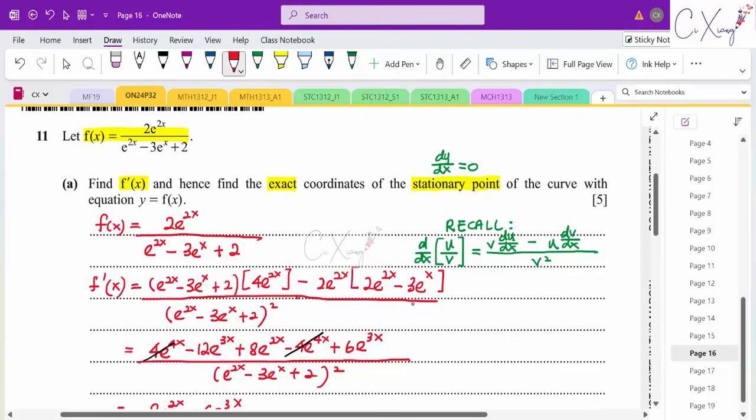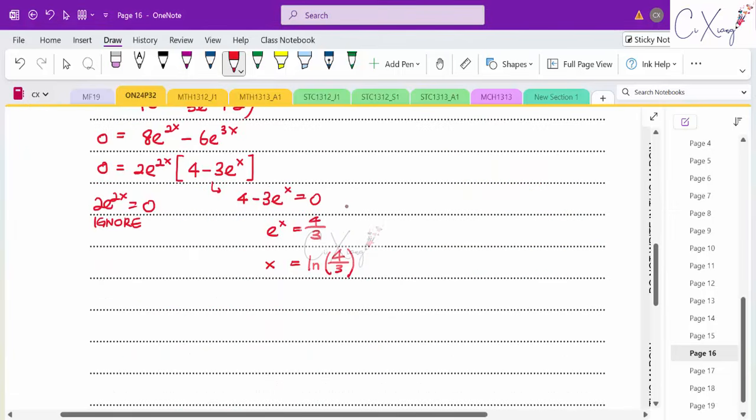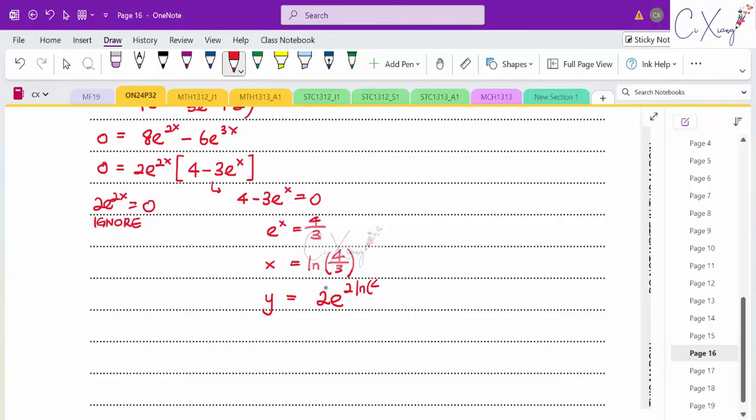Then if you revise the question one more time, they are saying about the exact coordinates. Coordinate means that you need both the x and y coordinate. I successfully found the x coordinate already, and now I want to find the y coordinate. So how can I find the y coordinate here? To get the y coordinate, you substitute into the equation of y, or the function f(x). So it should be 2e^2x. So you substitute x as ln 4 over 3 here.